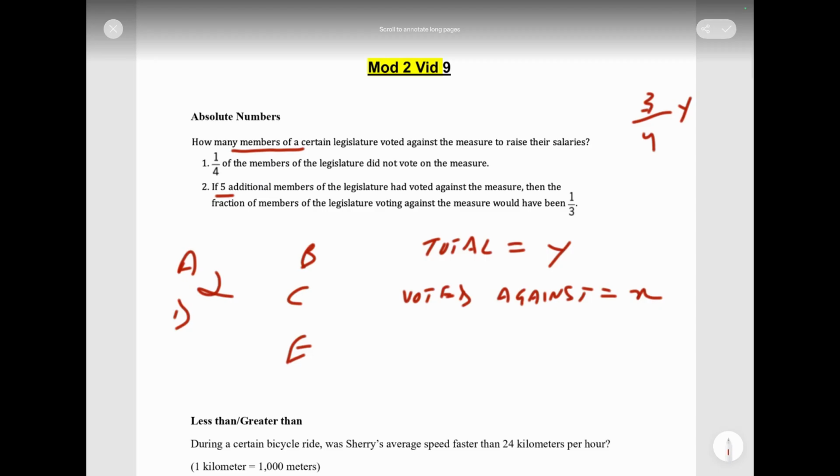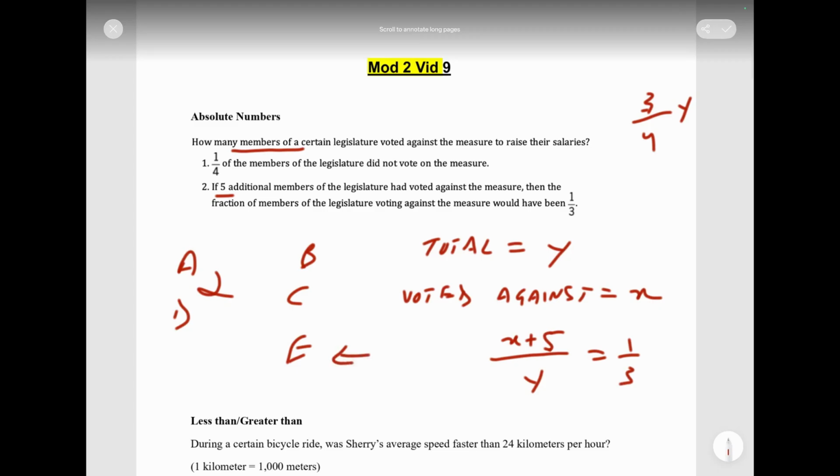Let's see the second statement. If 5 additional members of the legislature had voted against the measure, so that would be X plus 5. Then the fraction of members of the legislature voting against the measure. So X plus 5 divided by total number of members, which is Y, would have been 1/3. So what will happen? I will get an equation with two variables, which I again will not be able to solve. I don't have enough information. So the answer will be E for this question.